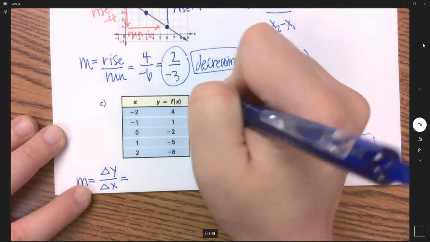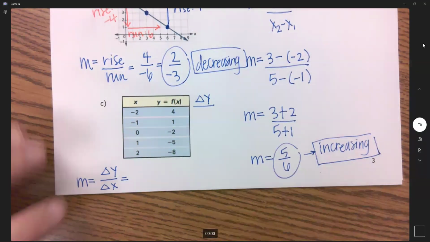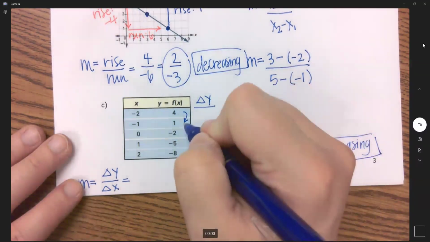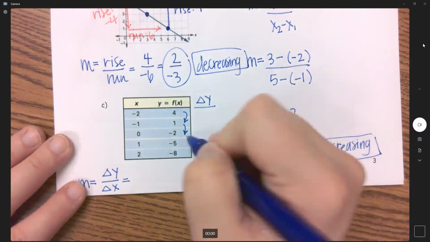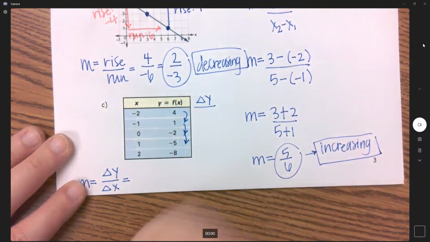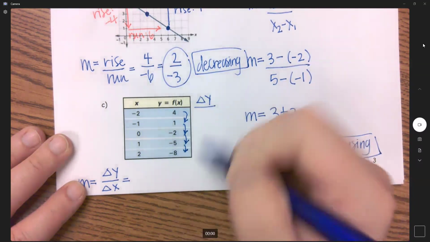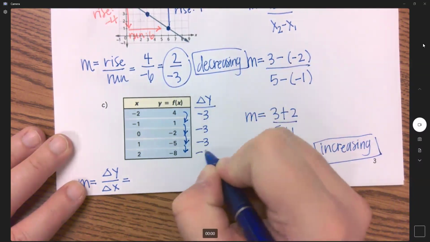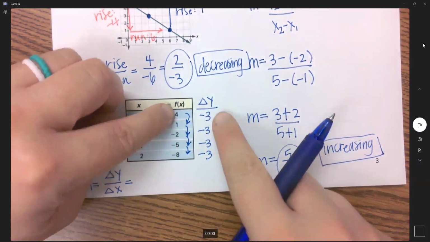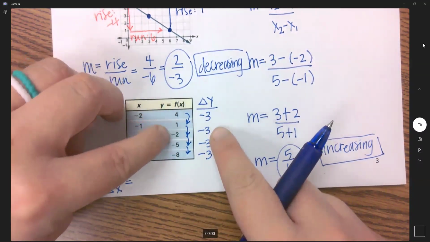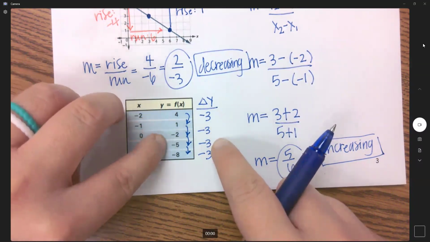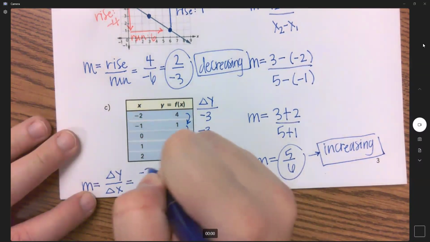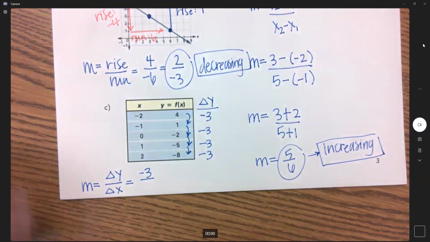My delta y, I'm looking for what is my change in y. How am I going from 4 to 1, from 1 to -2, from -2 to -5, and -5 to -8. All of these are being subtracted by 3. 4 minus 3 is 1. 1 minus 3 is -2. -2 minus 3 is -5. -5 minus 3 is -8. So my delta y is -3.